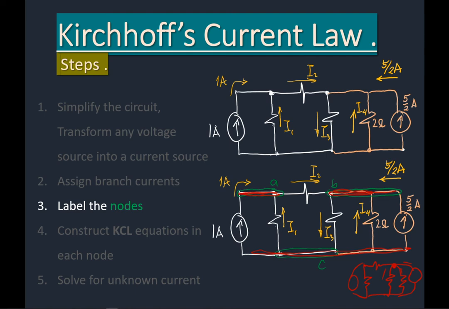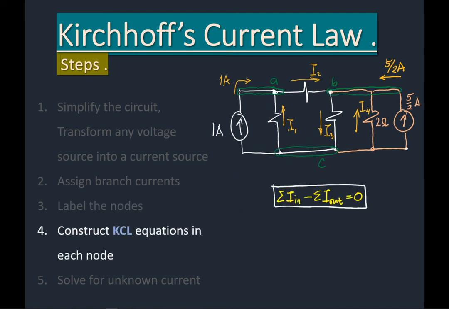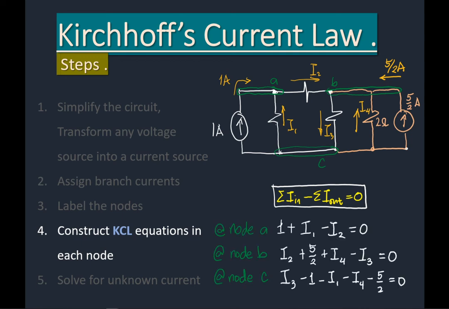Fourth, we have to construct the KCL equations based on the concept of KCL. The summation of current going into the node is equal to the current going out of the node. So we have the summation of current in minus the summation of current going out. We have three nodes: A, B, C. In the first node A, the current going in is the 1 ampere source, and we have I1 going in, and going out is I2. Therefore, we put a negative sign here.